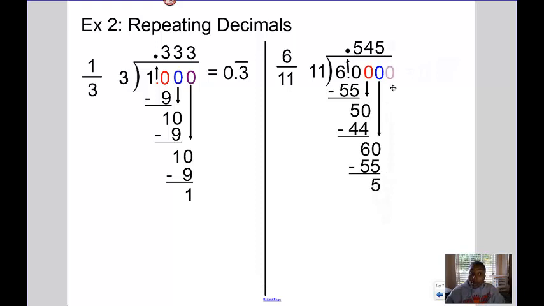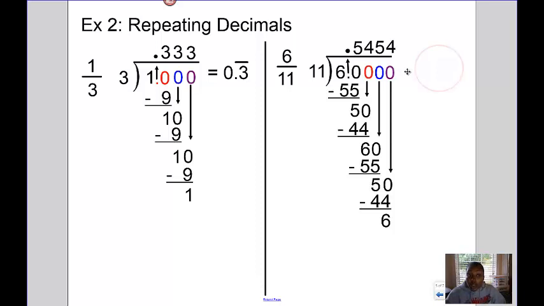Again, add a 0, bring it down, start over. 11 goes into 50 4 times. 4 times 11 is 44. Subtract, and I get 6. So if you'll notice, this time I keep getting a 5 and then a 4 and then a 5 and then a 4. And if I continue on, I'll keep getting 5, then 4, 5, then 4. So really, when I realize it's a repeating decimal, I can stop.